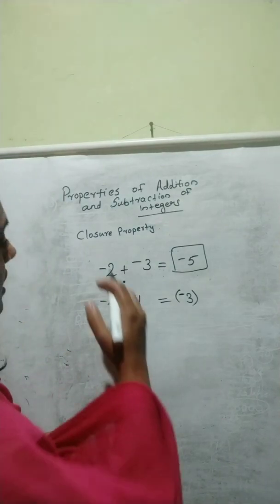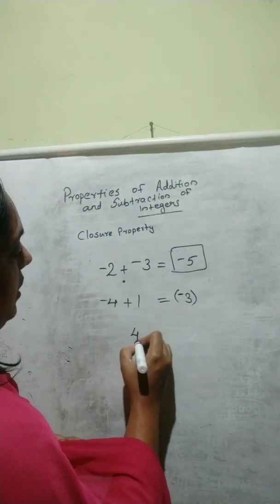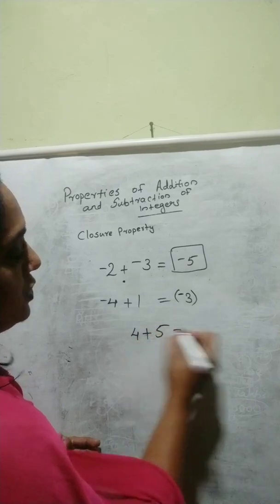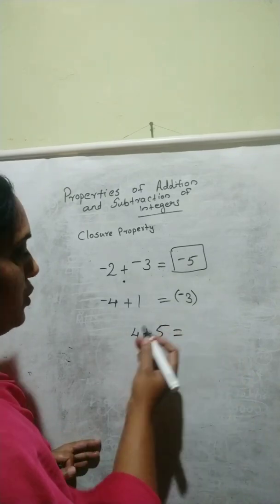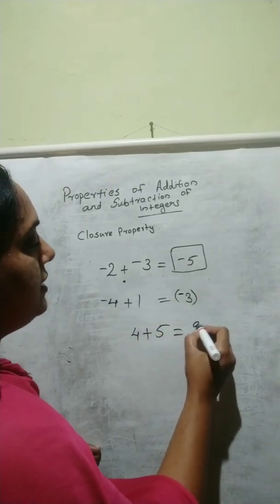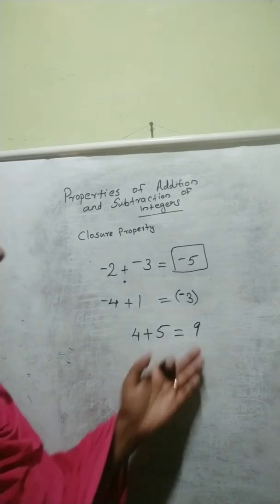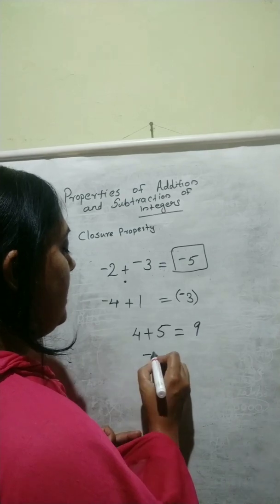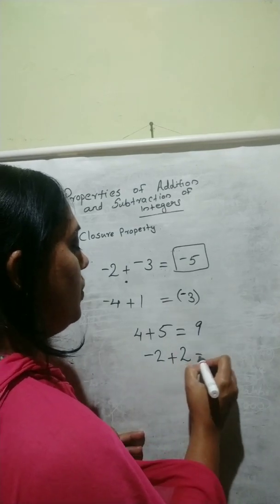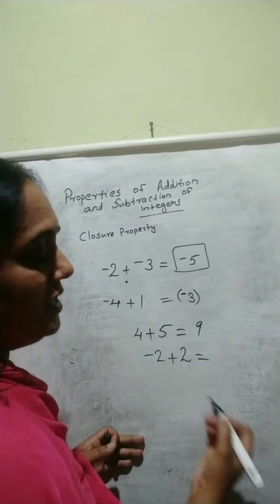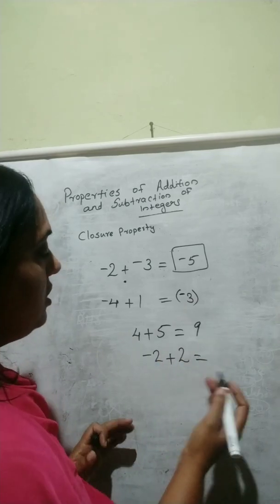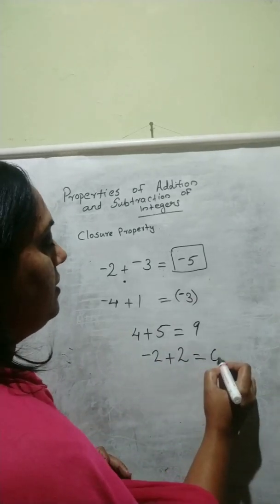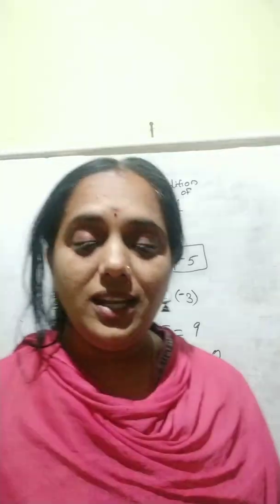Now here it is 4 plus 5, two positive integers. 4 plus 5, positive 4 plus positive 5. That is equal to positive 9. 9 is also an integer. Then in case of -2 plus 2. Here -2 and plus 2. That is additive inverses. The sum will be 0. 0 is also an integer.